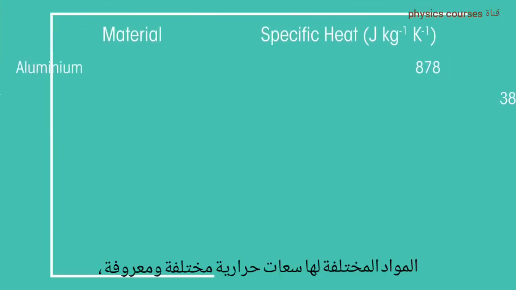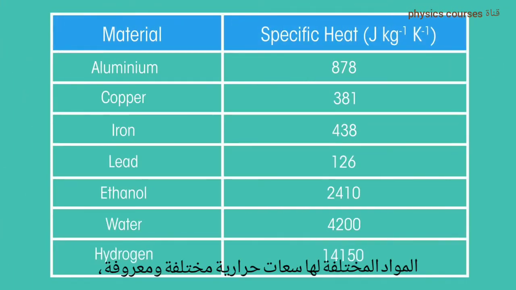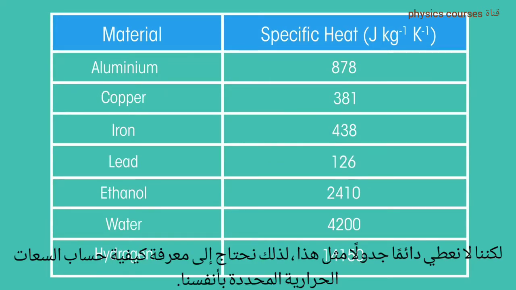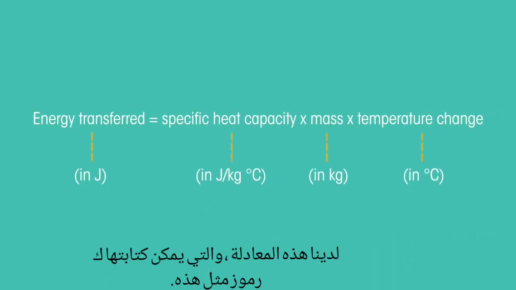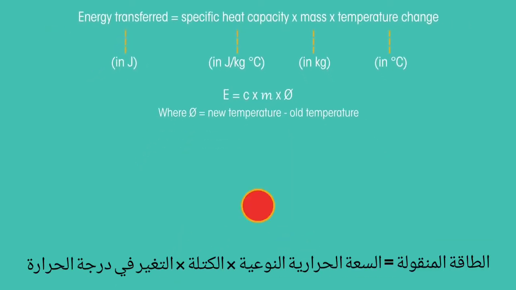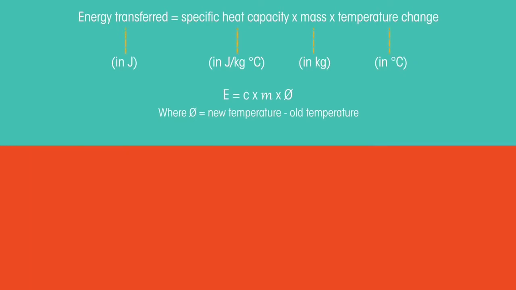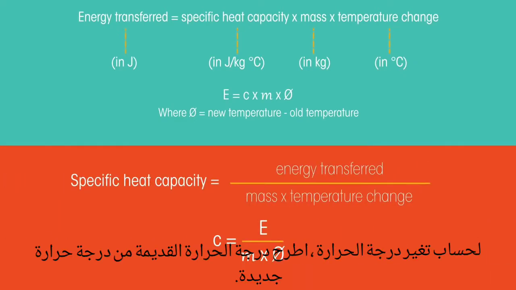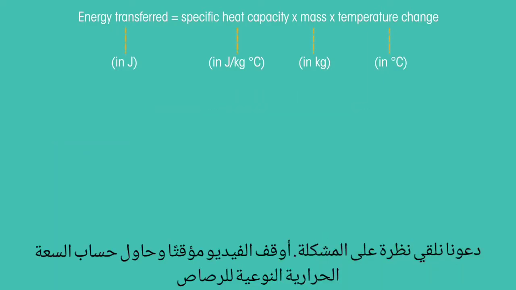Different materials have different known specific heat capacities, but we aren't always given a table like this, so we need to know how to calculate specific heat capacities ourselves. We have this equation, which can be written as symbols like this. The energy transferred is the heat energy absorbed or released. This equation can also be rearranged. To work out the temperature change, subtract the old temperature from the new temperature. Let's have a look at a problem.